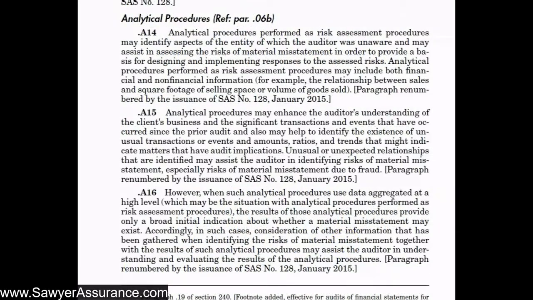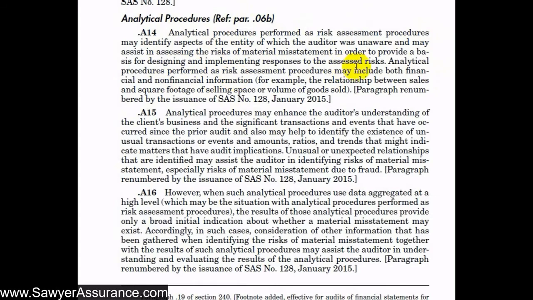Okay, so now we're down to the explanatory material for analytical procedures and the risk assessment process. See here first that analytical procedures performed as a risk assessment procedure might identify aspects of the entity of which we were unaware, or may assist us in assessing the risk of material misstatement in order to provide a basis for designing and implementing responses to those assessed risks. And these analytical procedures could include both financial and non-financial information.